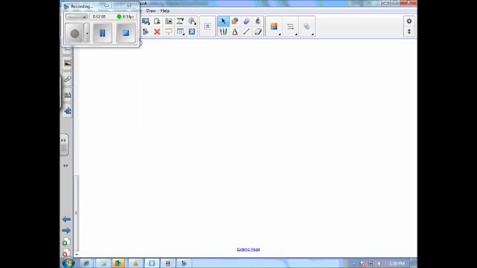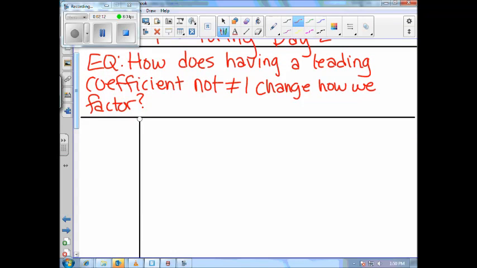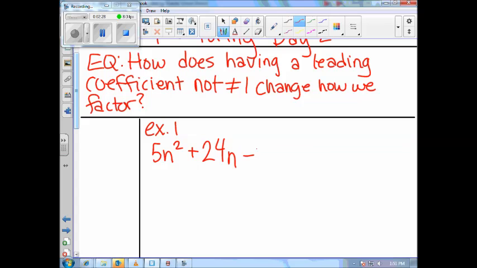Okay, I'll be right back up at the top if you need that. In just a sec. Here it comes. And, okay, our first problem is going to be, I used this one last time, let's use it. Example 1. 5n squared plus 24n minus 36. Are you writing down, Gabe?